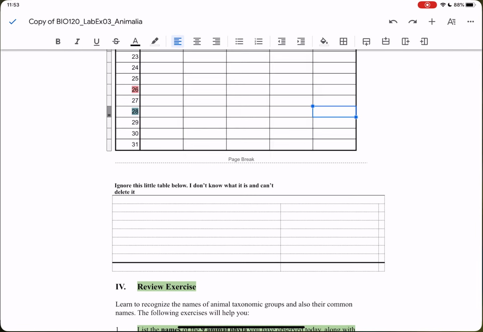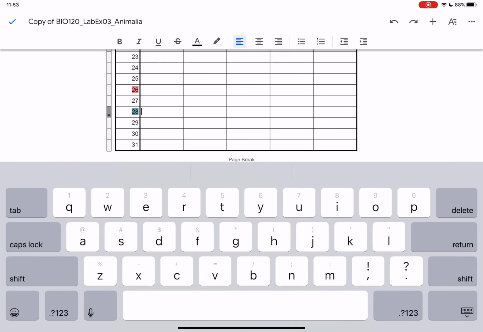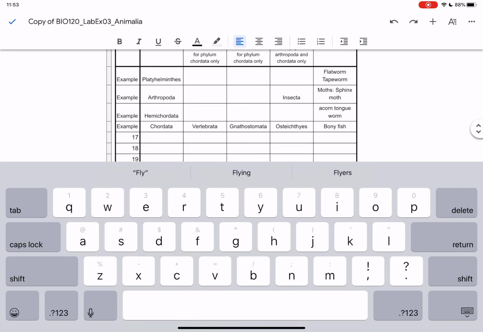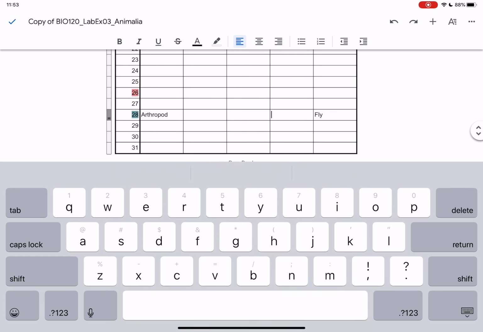So we would fill this out as such. First, the phylum, which is arthropod. So remember, if it's an arthropod or a chordate, you have to tell me one more thing. The class, superclass, or subphylum. Next, the common name, you can just say fly. And lastly, the class that it belongs to, which in this case, the insects.